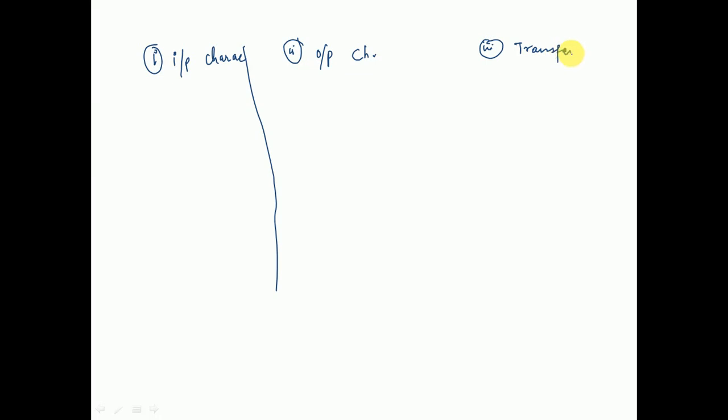Transfer characteristics. I am specifying which configuration I am drawing for. It is for your CE, common emitter configuration of the transistor. Alright, so input characteristics, please write down.